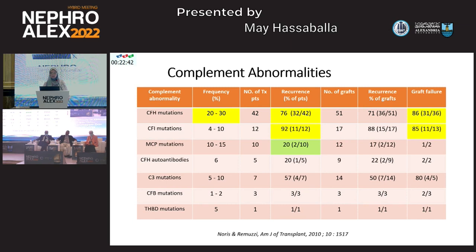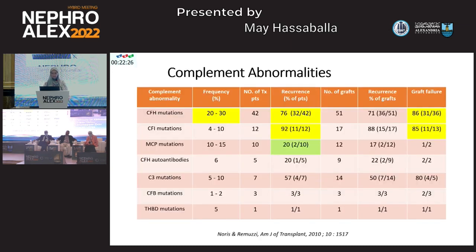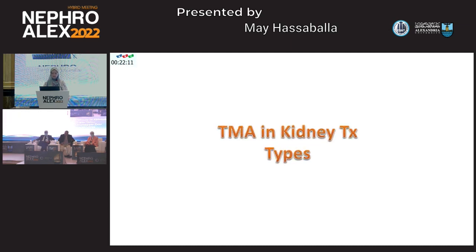So when you put a new kidney with a normal membrane cofactor protein in its membrane, it usually should not occur, unless the donor has a membrane cofactor protein polymorphism that could influence the risk of recurrence. So it's very important in these cases that you check for this in the donor. We have other problems, like we mentioned: autoantibodies and C3 mutations, complement factor B mutations, and thrombomodulin mutations. Some of them are gain of function mutations, which are the more severe, and loss of function mutations.